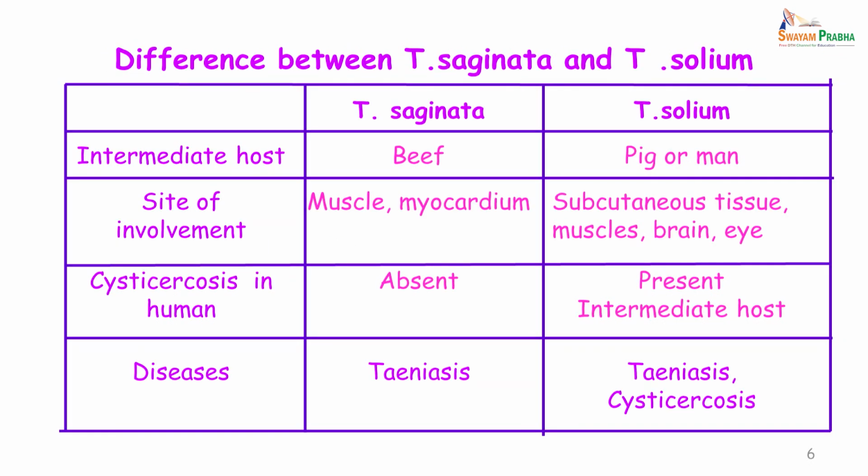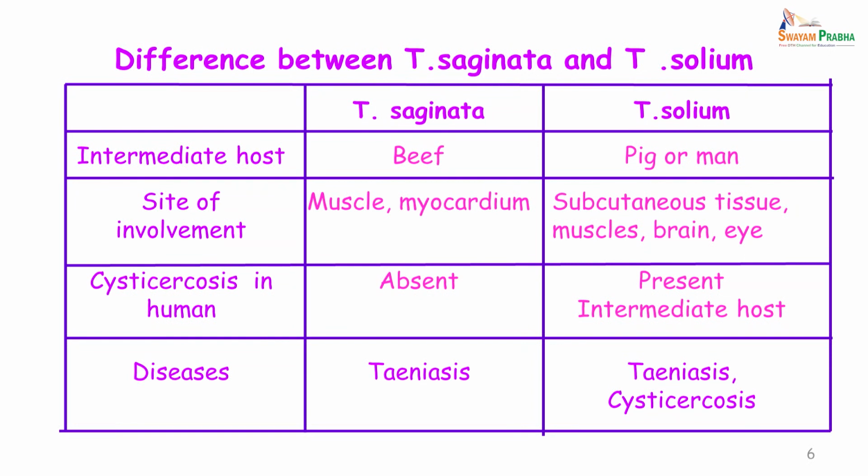Let us look at some differences between Taenia saginata and solium. For Taenia saginata, the intermediate host is beef, and for Taenia solium it is pigs or even man. The site of involvement in these intermediate hosts for Taenia saginata is the muscle and the myocardium, and for Taenia solium you will find it in the subcutaneous tissue, muscles, brain and sometimes even the eyes.